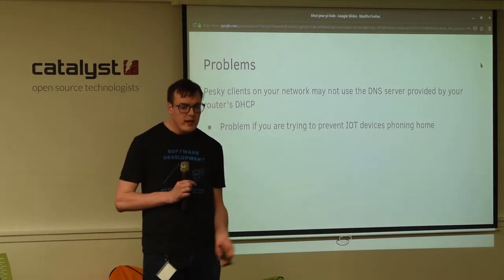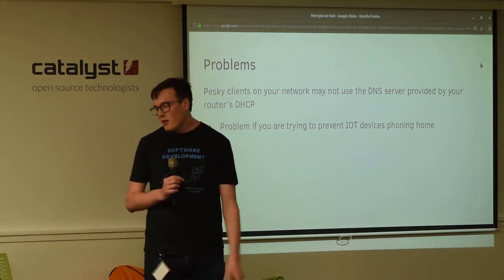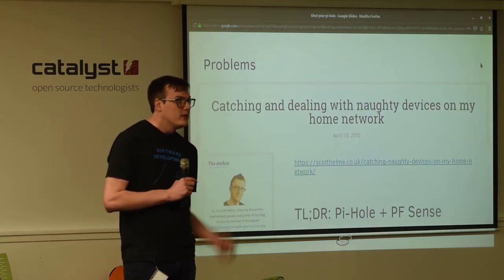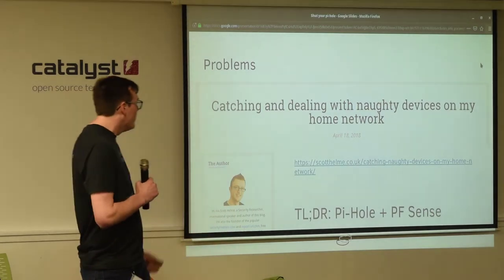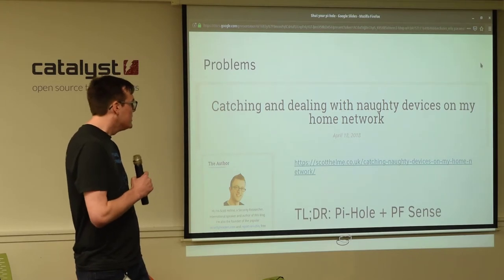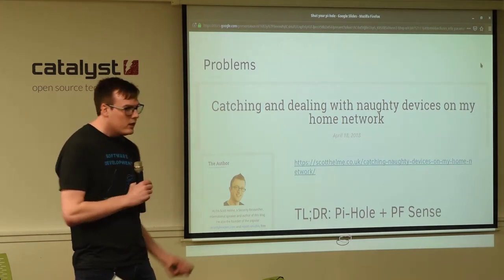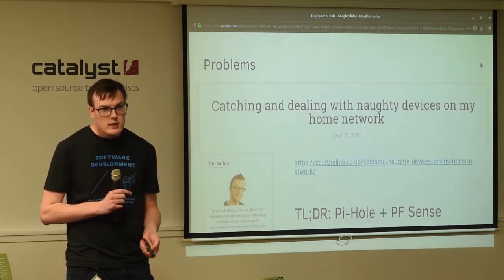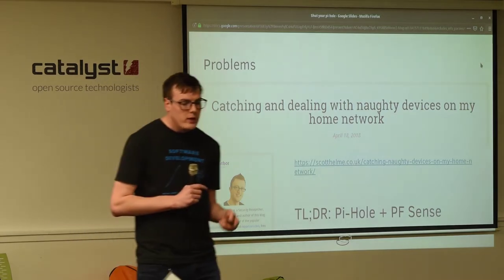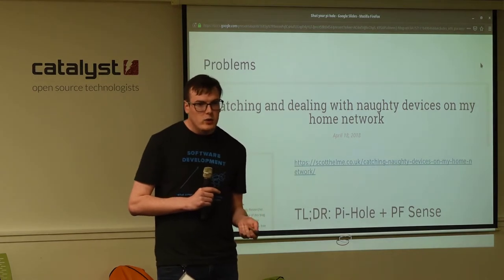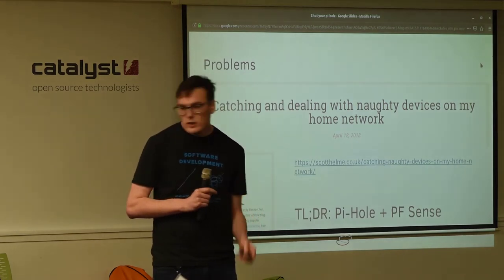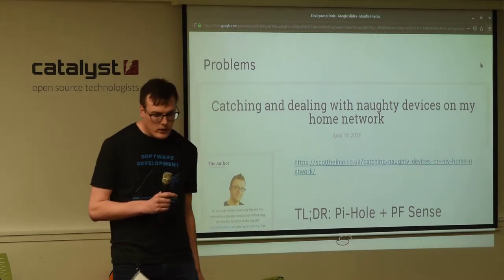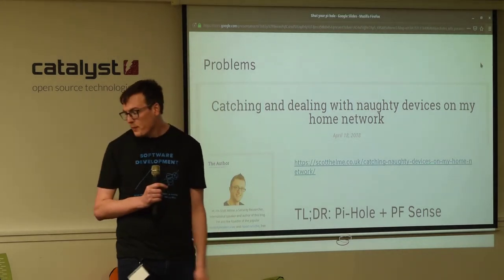Fortunately, people who have been at this a lot longer than me and have a lot more time have suggested workarounds to this problem. Scott Helm did a really good write-up on this more than a year ago, and the long and short of it is an extra firewall appliance on his network which catches stray DNS requests and forwards them to his Raspberry Pi. There's a link there and the name of the title if you want to go find out how that's done.